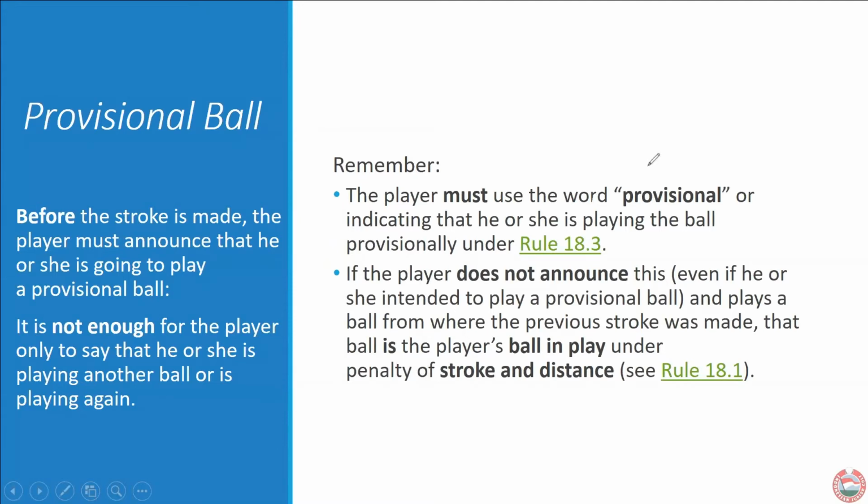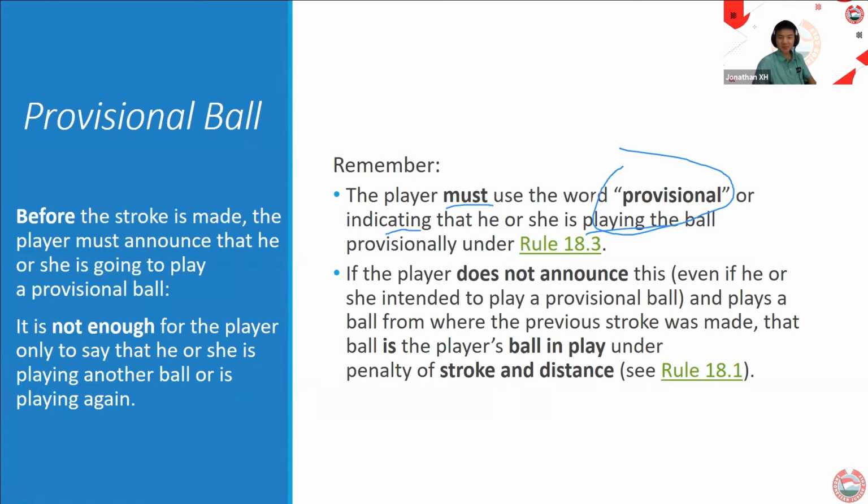You must use the word provisional or indicate clearly that you are going to play a provisional ball. Now, if you do not announce your provisional ball clearly, the ball that you just put as the provisional is now your ball in play.